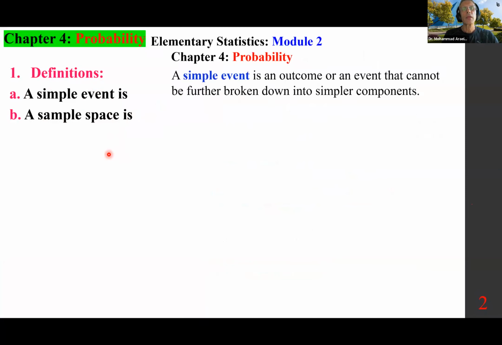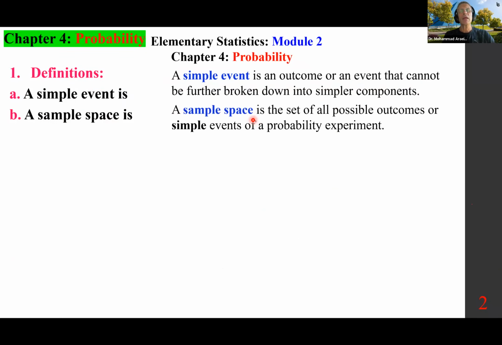So a simple event is an outcome or an event that cannot be further broken down into simpler components. A sample space is the set of all possible outcomes or simple events of a probability experiment.